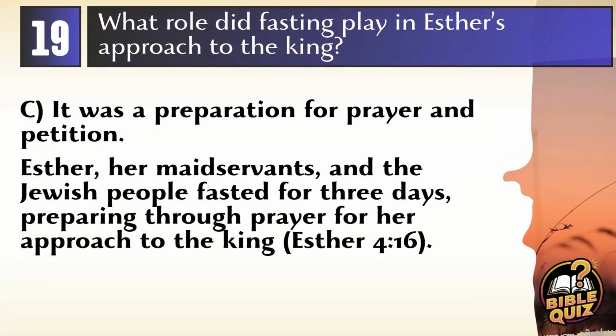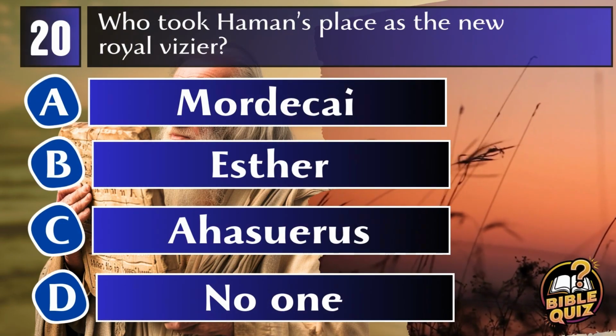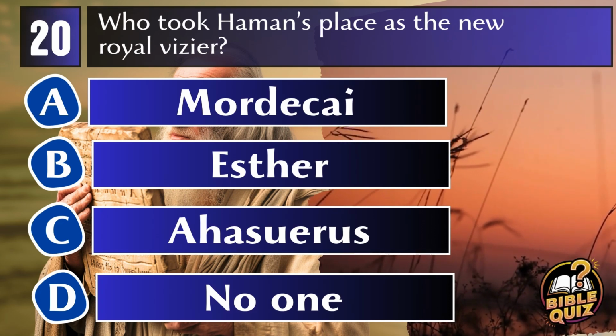Answer C. It was a preparation for prayer and petition. Before approaching King Ahasuerus, Esther and her maidservants, along with the Jewish people, fasted for 3 days. This act of fasting was a preparation for prayer and petitioning the king, seeking divine favor in her dangerous endeavor. Esther 4:16. Question 20. Who took Haman's place as the new royal vizier?